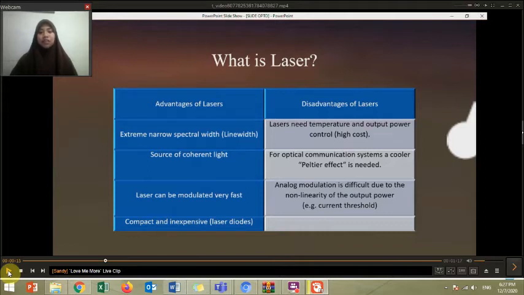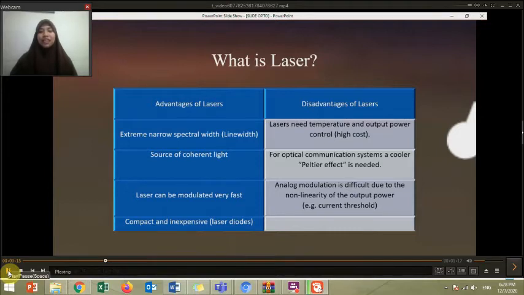For the disadvantages, we have three points. The first one is that laser needs temperature and output control, and this is very high cost. For the second one, for an optical communication system, a Peltier effect cooler is needed. The Peltier effect here is the absorption of heat in the junction of two metals. That is the definition of the Peltier effect. The last one is that analog modulation is difficult due to the non-linearity of the output power.